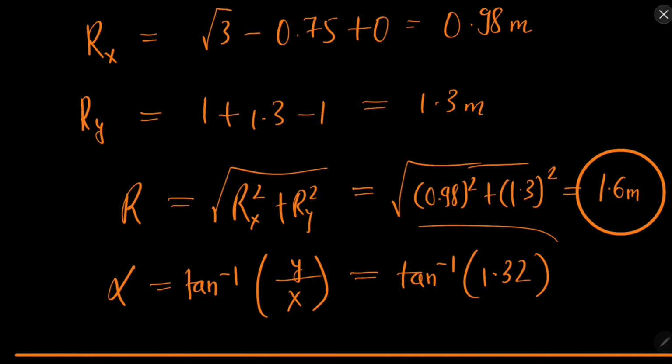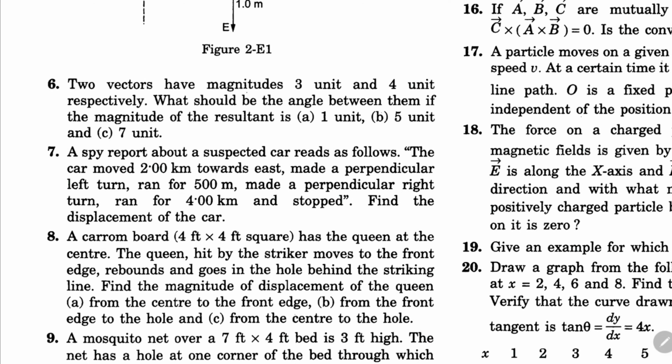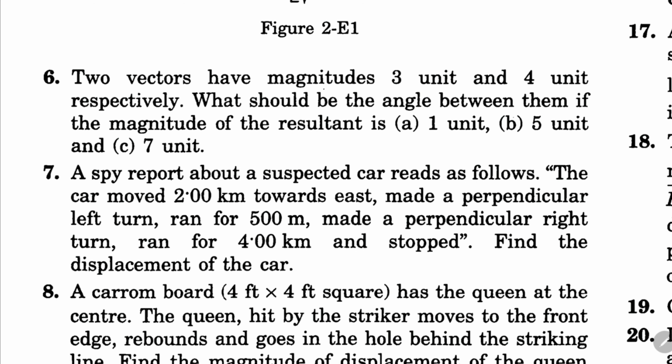Resultant and angle. You can further solve this also if you want to. You can find the angle in degrees. Now in the sixth question, we have two vectors having magnitude 3 and 4. So we have to find the angle between them if the resultant is 1 or 5 or 7.